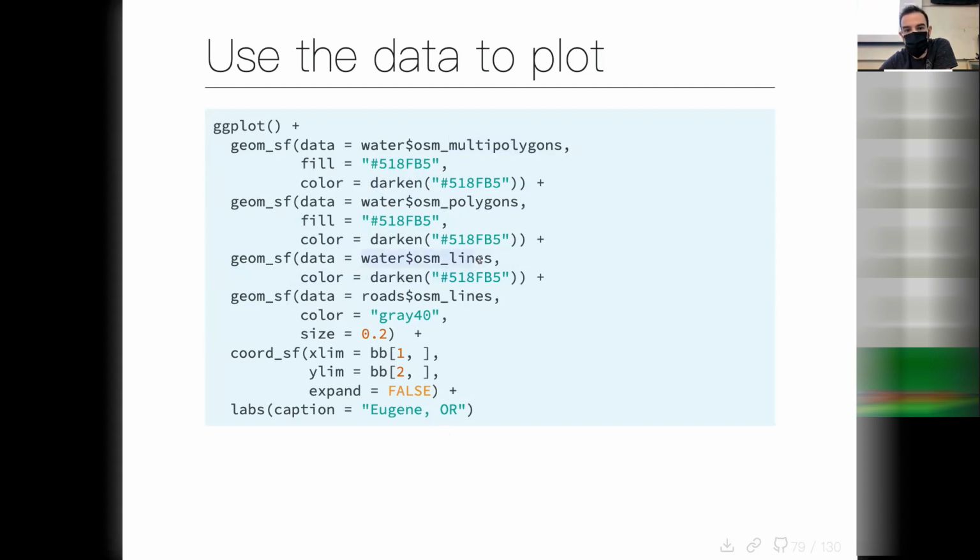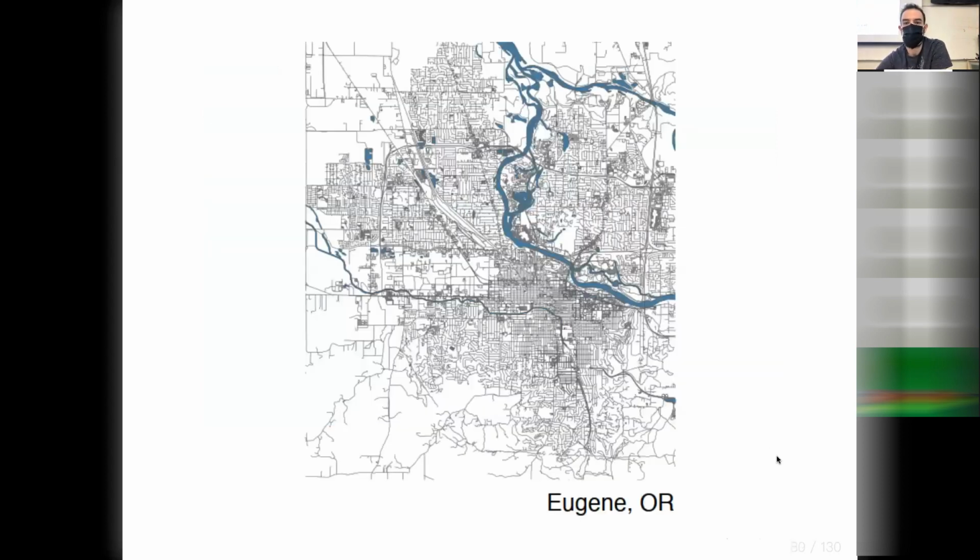And then this one for lines is going to be more like rivers and things, right? Because it's just a line rather than a polygon. So we're going to make that a different color too. And then we're going to go osm_lines for the roads, and make that gray40 instead of this bluish color. Set our bounding box, and then I added a caption that says Eugene, Oregon as well. And we get something that looks like that. This is actually, I think, pretty amazing that we can create that with R that quickly.